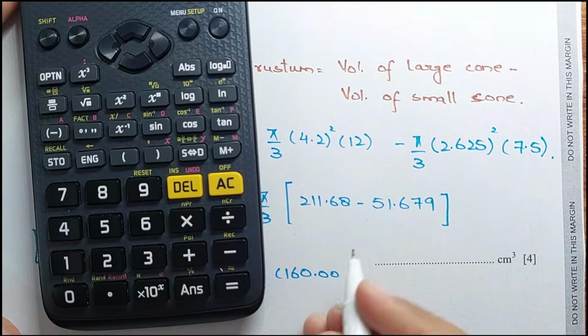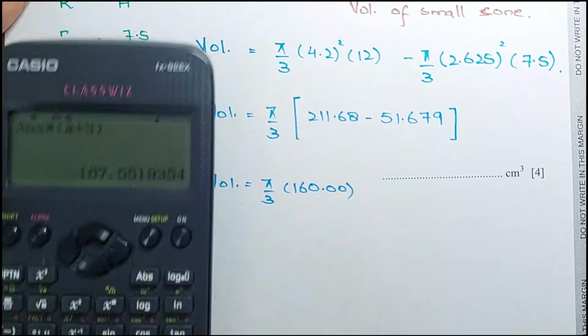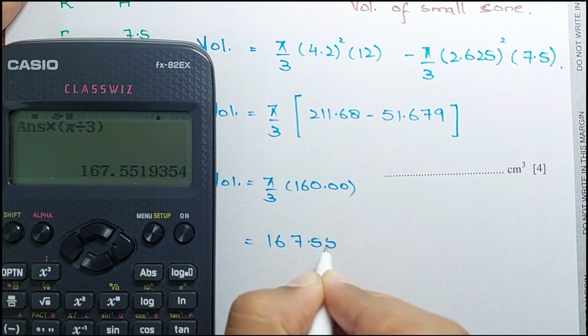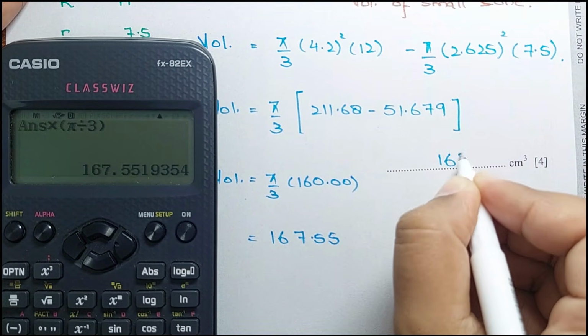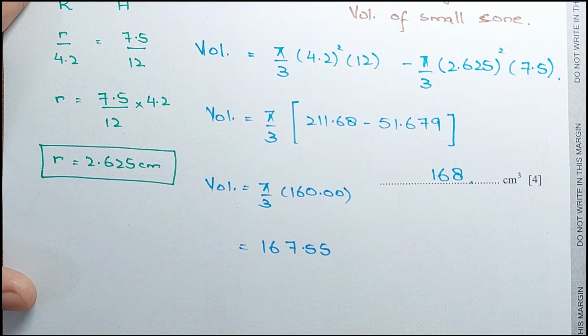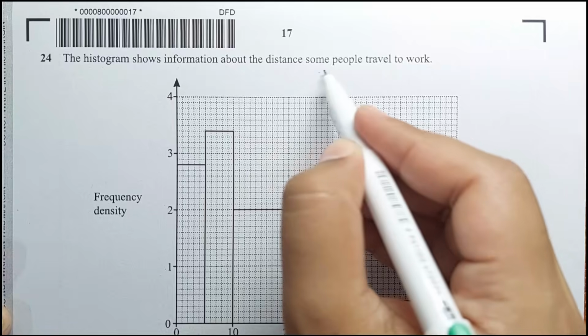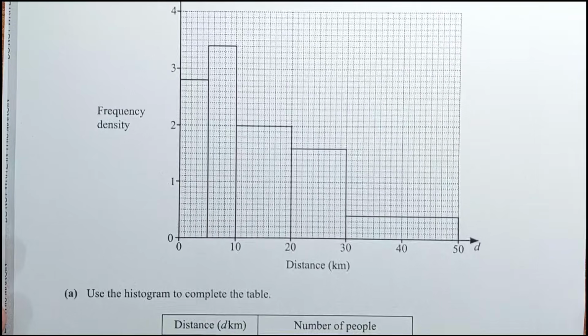167. So we got the volume, that is 167.55, or rounded to 168 cubic centimeter. Right. Question number 24. The histogram shows information about the distance some people travel to work, the frequency density and the distance.